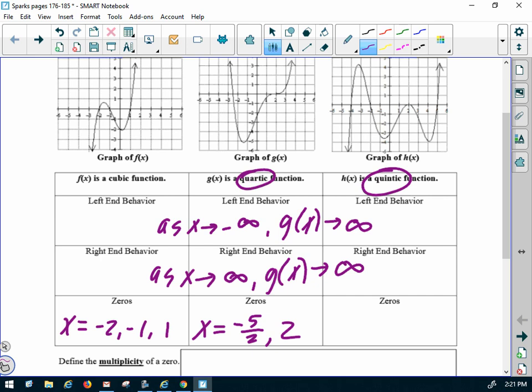Say that again? Is that where it's like x minus 1 squared? You'll have to show me. When we get there, I think maybe you can answer your question because I'm not quite sure.